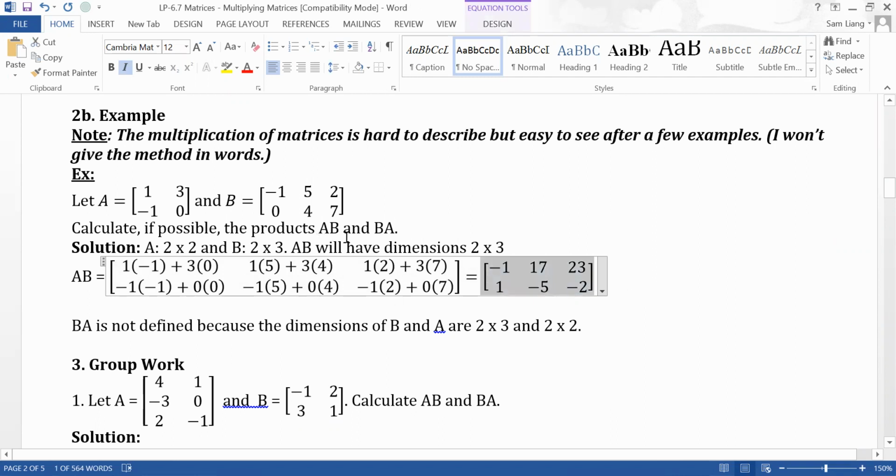And then for the second part of the question, we have BA, but BA is not defined because of the dimensions. B is a 2 by 3 matrix, and A is a 2 by 2 matrix. Note that these two numbers in the middle do not match. So 3 does not equal 2, so we would say that this product is not defined.